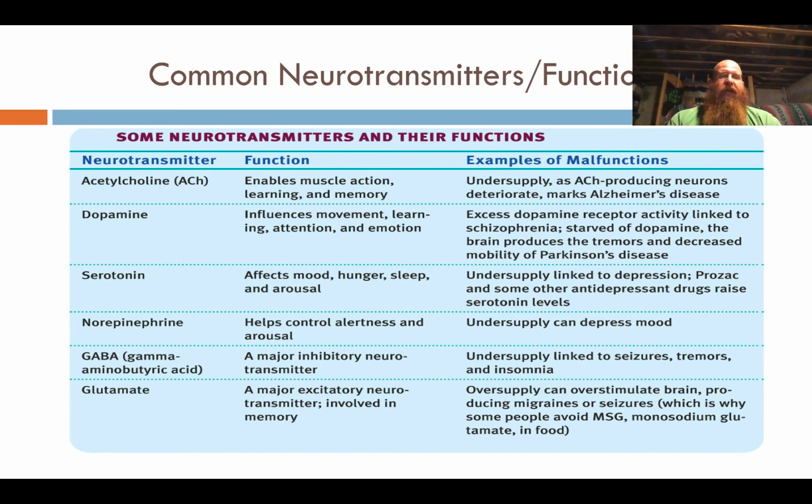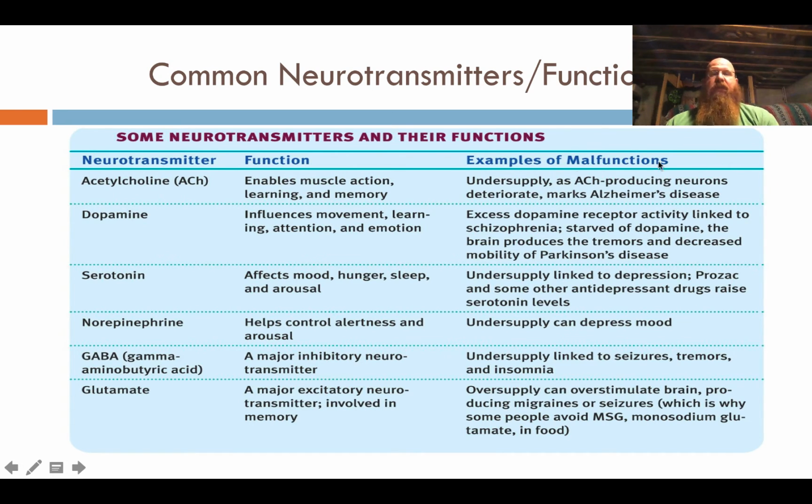Acetylcholine, S-N-A-G-G-S-N-A, acetylcholine, ACH. This gets into muscle action, learning, and memory. And this is where you start seeing issues with Alzheimer's. People with Alzheimer's have messed up levels of acetylcholine. Undersupply, you actually lose this as the neurons that produce ACH begin to deteriorate as you get older.